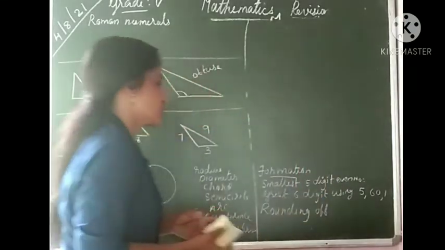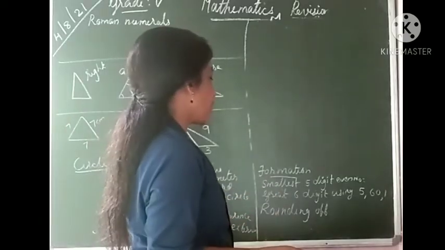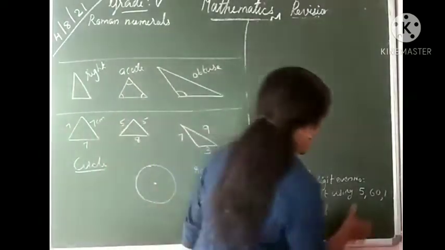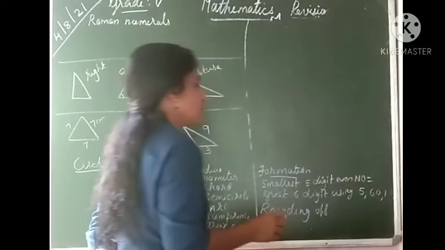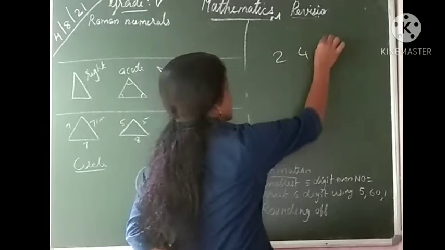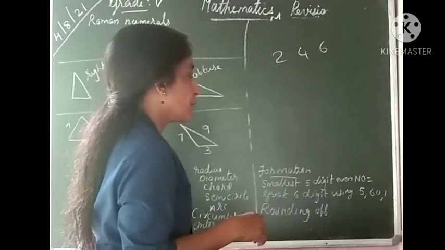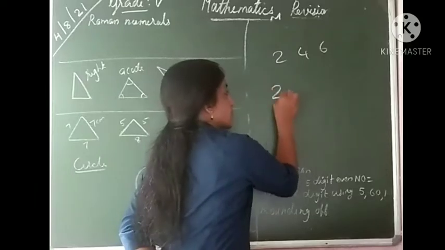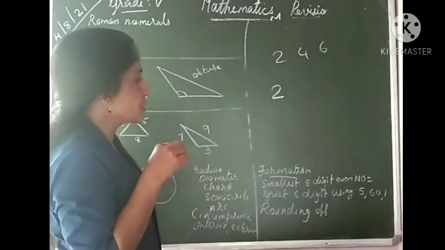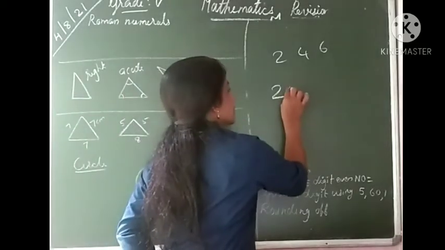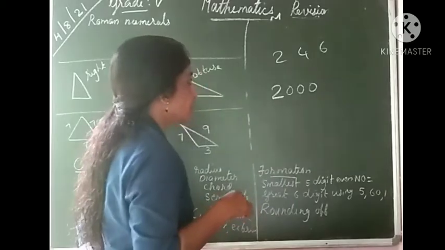Now formation. How can you form numbers? Can you say which is the smallest 5-digit even number? Even numbers means 2, 4, 6, 8. Which is the smallest 5-digit even number? Then we can take the smallest digit as 2. Then it is a 5-digit number. Therefore, which number can we use? 0, 0, 0. Then which one can we take?